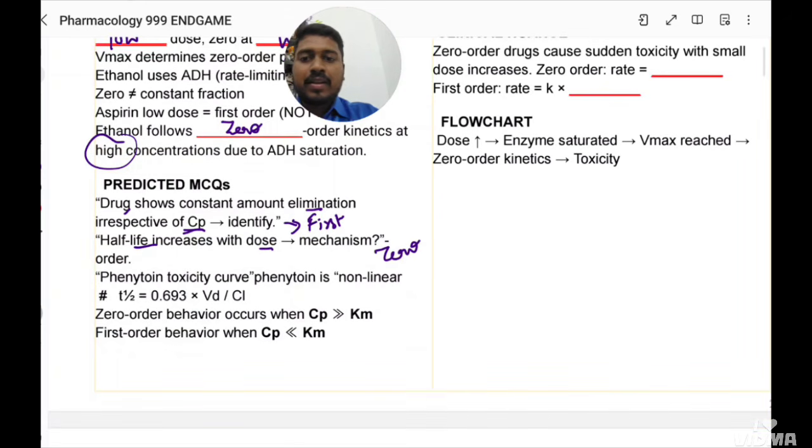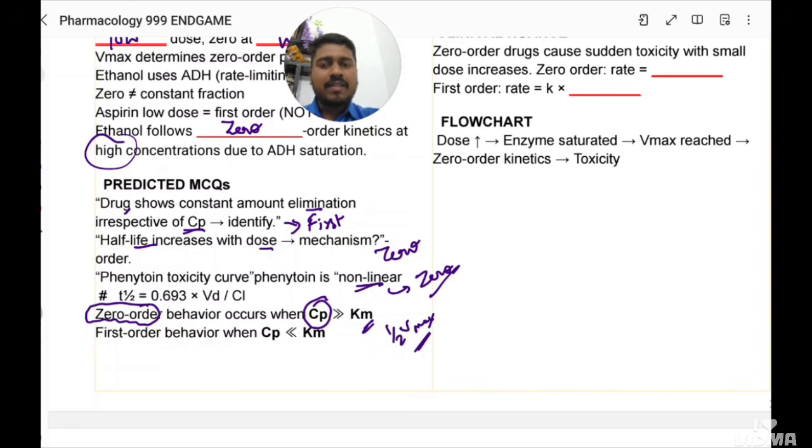Very good. Now phenytoin toxicity curve: phenytoin is non-linear, so phenytoin follows zero order kinetics. Now a very important thing is that zero order occurs when the concentration of the drug is more than Km. Km is the half Vmax, which means it is the half rate at which maximum drug metabolism occurs.